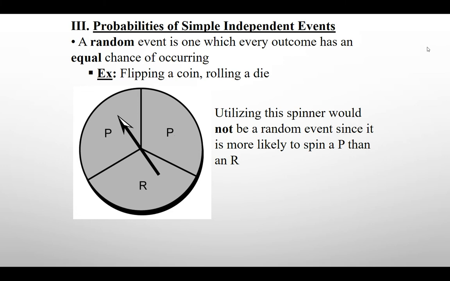For the most part, we're going to look at situations where we're going to have events that are random. We could still do a probability calculation for this because we'd have two different sections, but we generally want to stick towards situations where the events are random. Let's jump into an example problem.